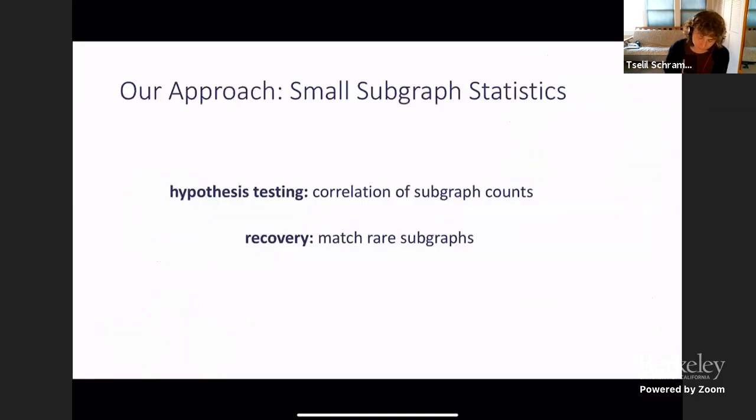So our approach is going to be to count small subgraph statistics. For hypothesis testing, we're going to look at the small subgraph counts in each of the graphs, and we're going to see how correlated these are. And for recovery, we're going to do something which is matching rare subgraphs.